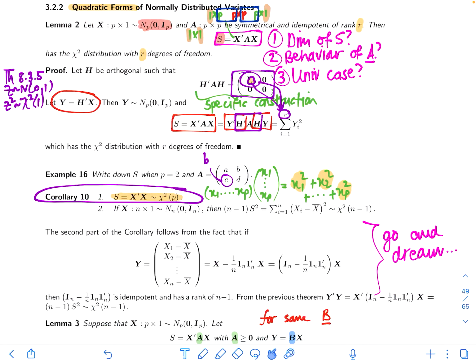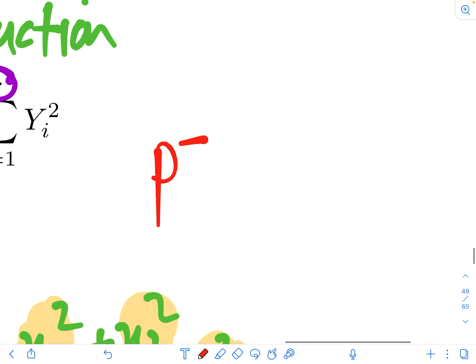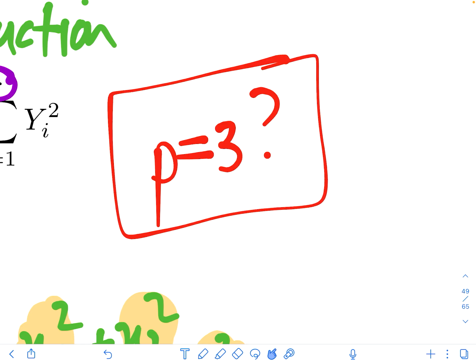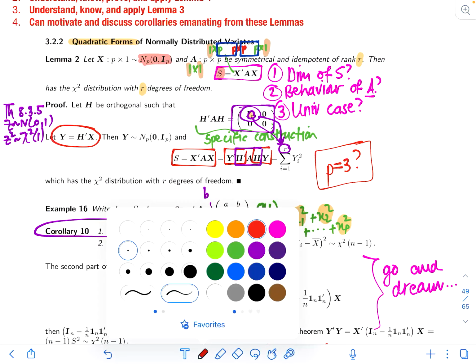Something that you can go and do is you can go and write this out. What would this look like for p equal to 3? Just make up a matrix with constants like I did now, which adheres to symmetry and idempotency, or not. It's not an essential aspect of this. And have a look at what that quadratic form in itself would look like.